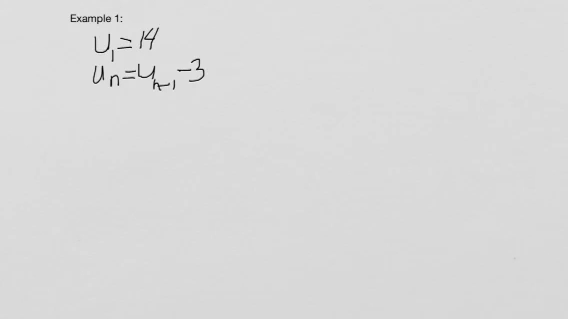Let's look at a couple examples. Example 1 says U sub 1 equals 14, U sub n equals U sub n minus 1 minus 3. So if I were to write out this sequence, I would start off with 14. That's my first number. To find my next number, I'm going to take my previous number and subtract 3. So I take 14 minus 3 and I get 11. To find my next number, I take my previous number minus 3, so 11 minus 3 is 8. And 8 minus 3 is 5, and I can keep going on from there.